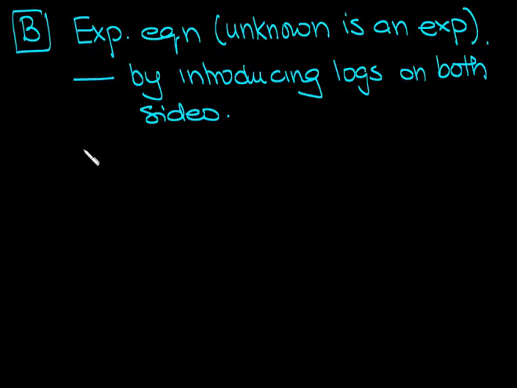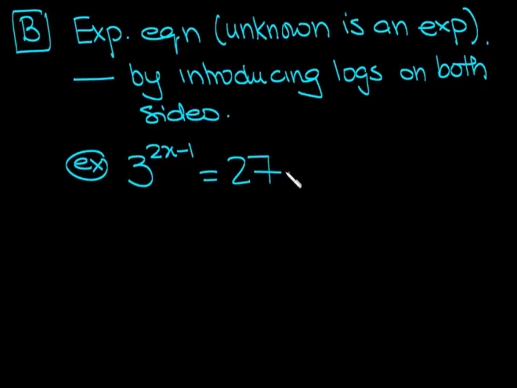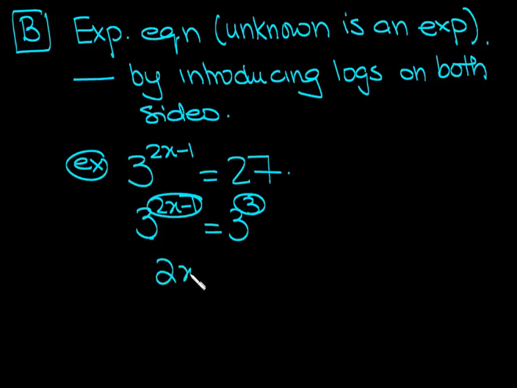Now let me start off by doing a trivial example where you really don't need to introduce logs. For example, if I gave you 3 to the 2x minus 1 is equal to 27, and I ask you to solve this for x. Why don't I need logs here? Technically I can write 27 as a power of 3, which is 3 to the 3. I have two exponential numbers that are equal, and exponential functions are one-to-one, so the only way they are going to be the same is if this exponent is equal to this exponent. So this implies that 2x minus 1 is equal to 3, so 2x is equal to 4, so x is equal to 2.